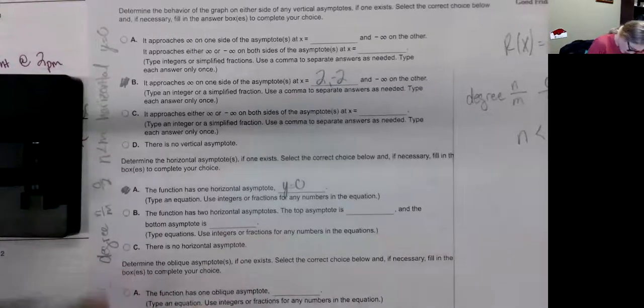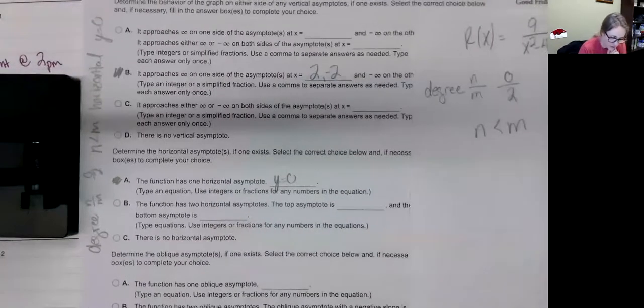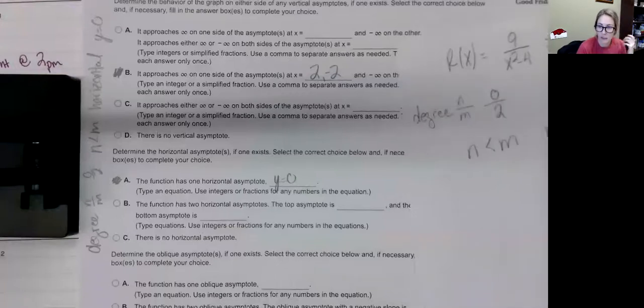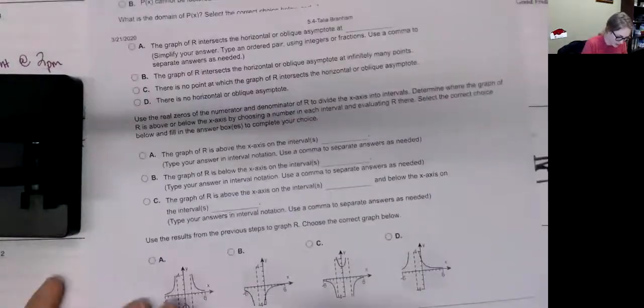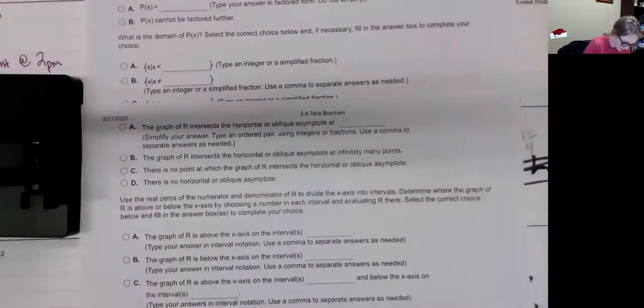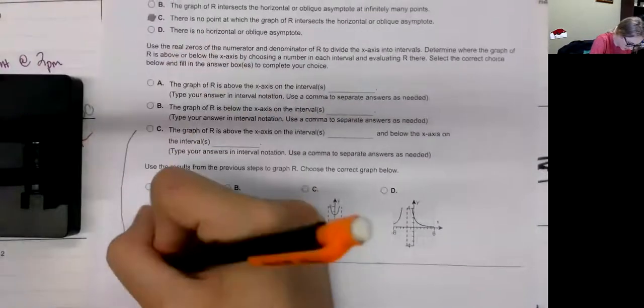Since we had a horizontal, there is no oblique. Determine the points, if any, at which the graph of R intersects the horizontal or oblique asymptote. So y equals 0 on this graph would be our x-intercept, but there is no x-intercept, so we will not intersect it. So there is no point at which the graph of R intersects.